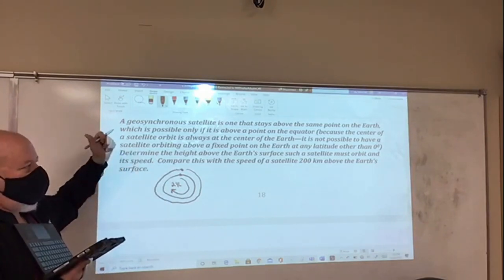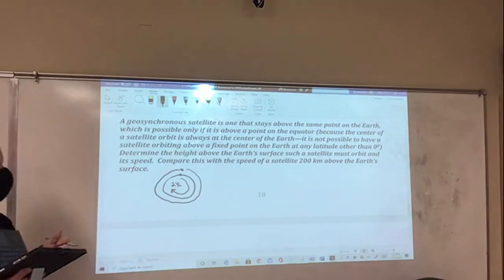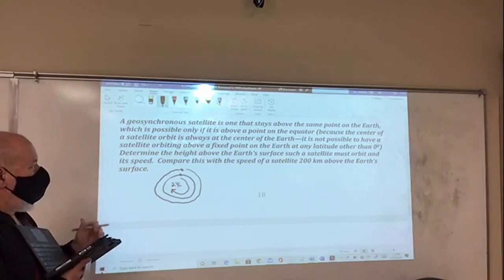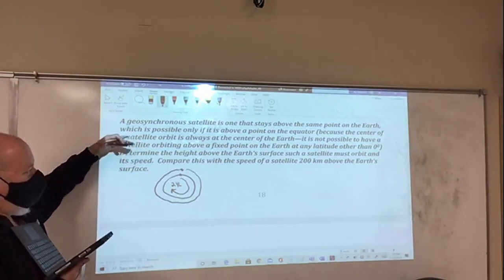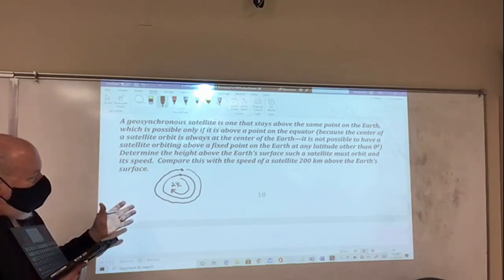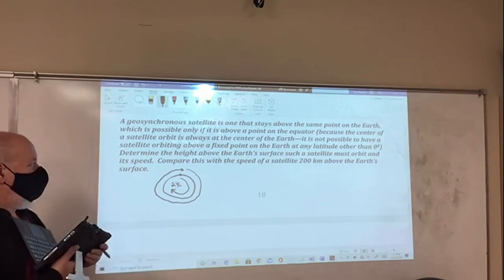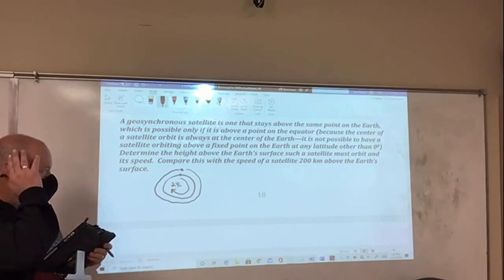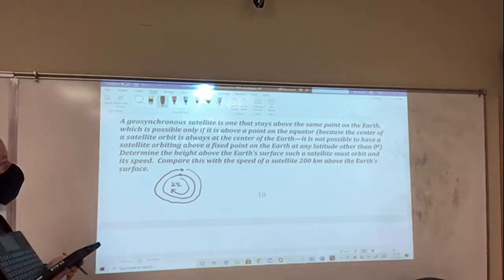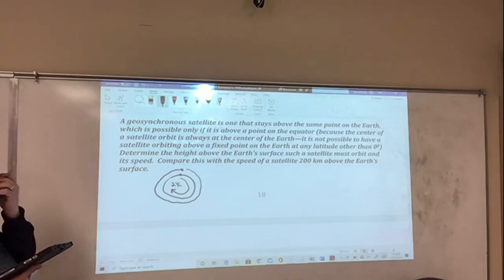But a lot of our other satellites, we move all over because we want to have them look at different things, right? A lot of our satellites we don't want above a fixed point above the Earth. We want the Earth rotating underneath of it, so we may not have it moving. But anyway, determine the height above the Earth's surface such a satellite must orbit and its speed.